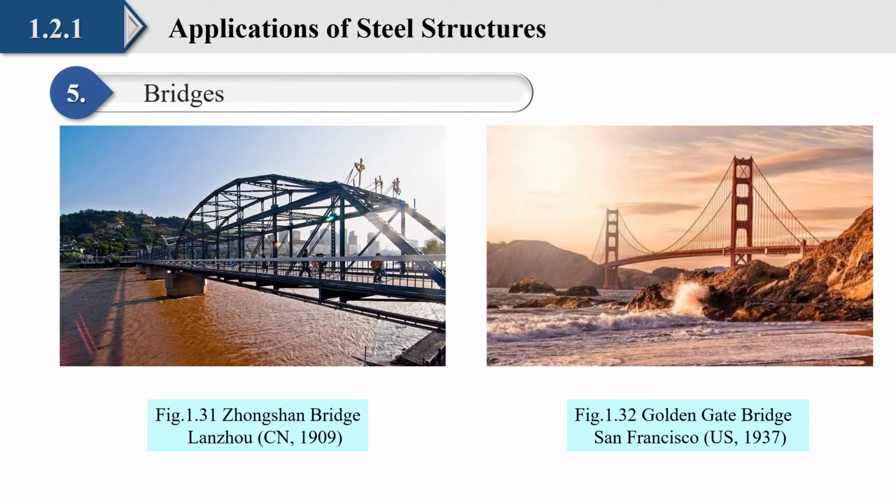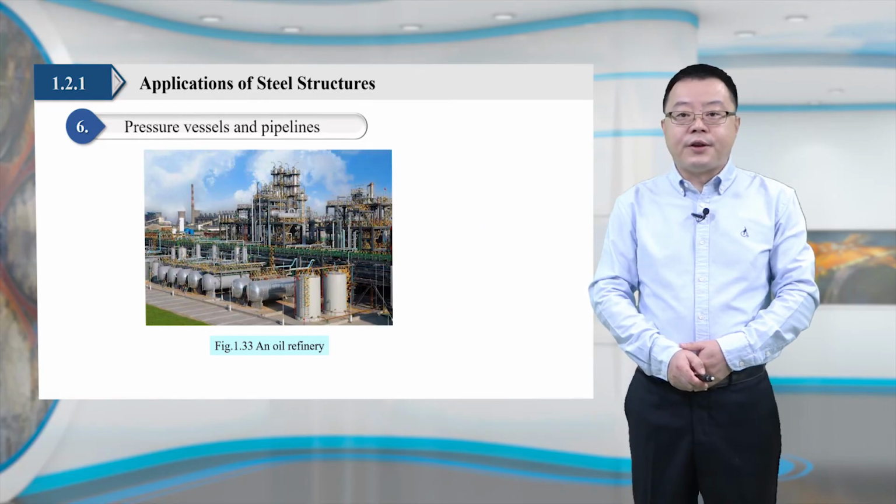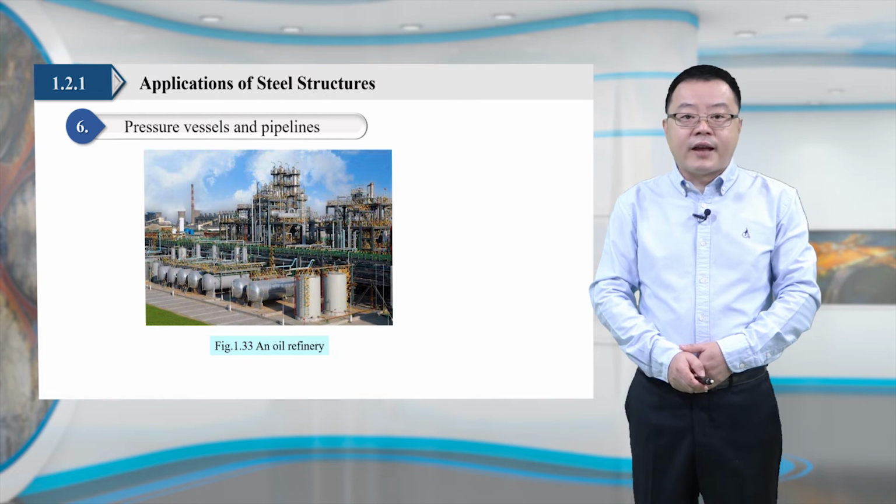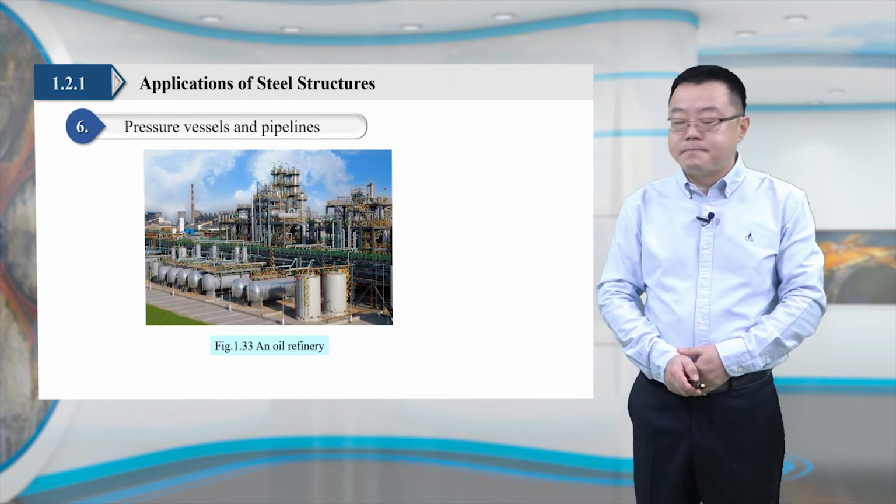Steel was used in bridges earlier than in buildings. Some famous bridges include the Zhongshan Bridge on the Yellow River in China and the Golden Gate Bridge in the United States. Because steel has good air tightness and water tightness, pressure vessels and pipelines are almost all made of steel structures.